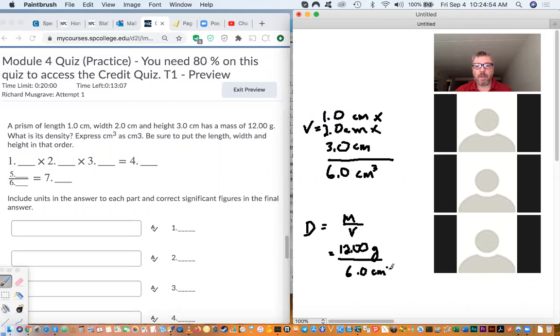But we would go back to the original problem here and look for the smallest number of significant figures, and that'll tell us how many significant figures will be in our answer. So it'd be 2.0 grams per cubic centimeter. But I'd take this out to as many sig figs as you needed to.